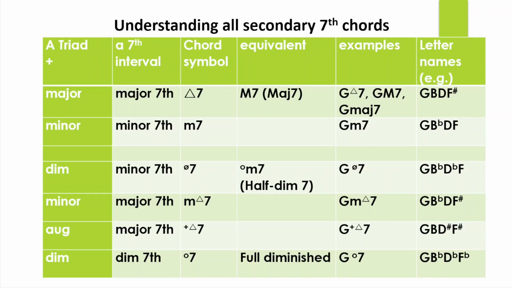The fifth type is augmented major 7 chord. Chord symbol is a plus sign with a triangle 7. Example, G augmented major 7. It spells as G B D sharp F sharp.